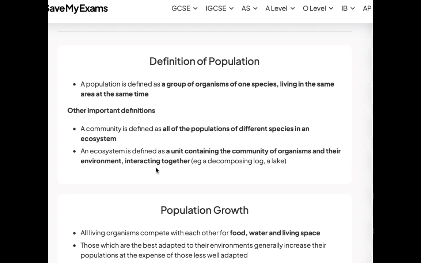So an ecosystem is defined as the unit containing the community of organisms and their environment, interacting with one another and with all those. So ecosystem is a single unit that contains communities of different organisms that are living together. That's what we call an ecosystem.